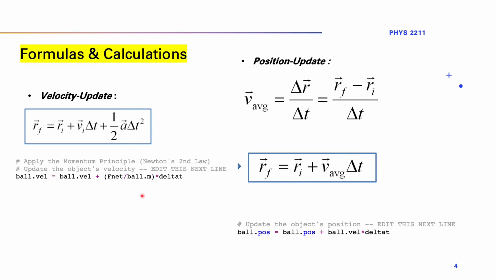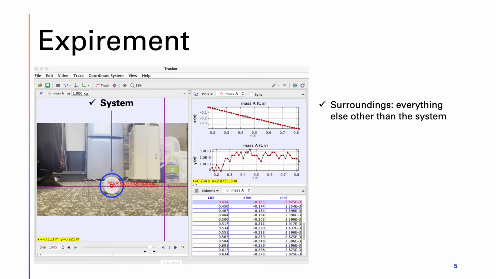So here are some of the formulas we will be using. The velocity and the position update formulas are really important since we will need to use them in GlowScript, as shown here. Moving on to Tracker, but first of all, it's very important to identify our system and the surroundings. The system is what we see circled here, and everything else will be considered the surroundings.